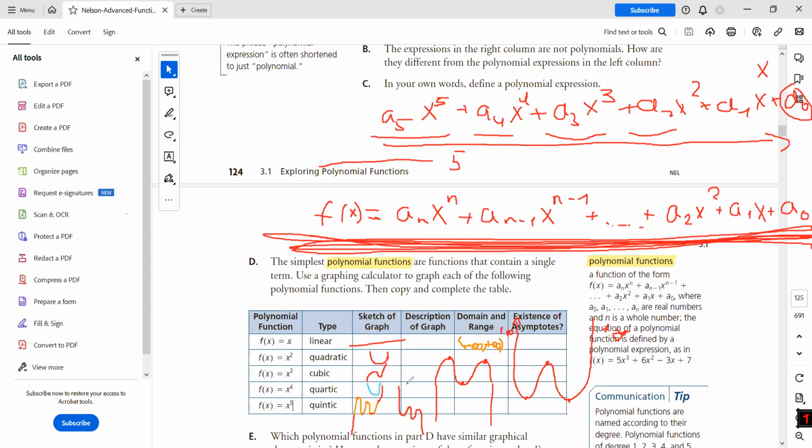Also, the behavior is opposite. Positive infinity here, negative infinity here. Good, good. And domain and range. When we're talking about domain and range, a linear function really spans from negative infinity to positive infinity in both the x and y axis.